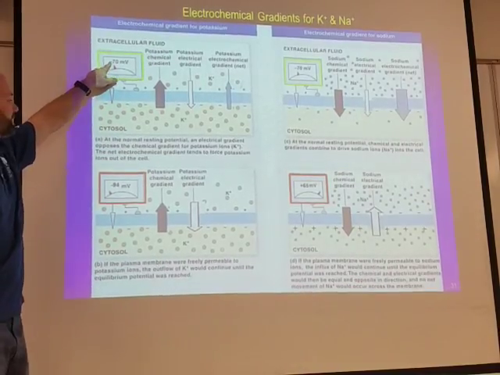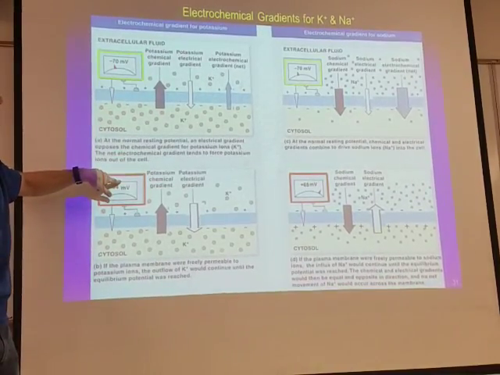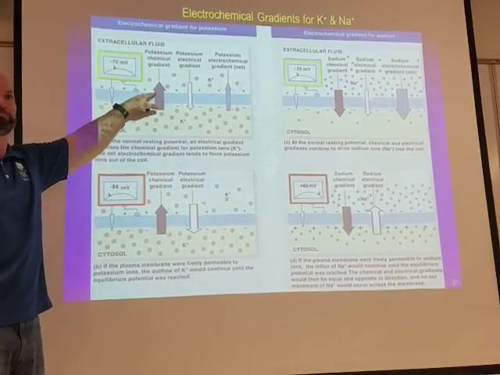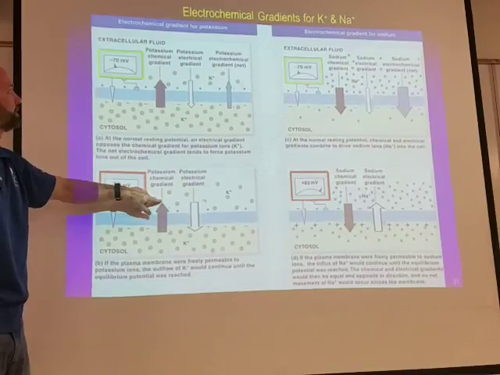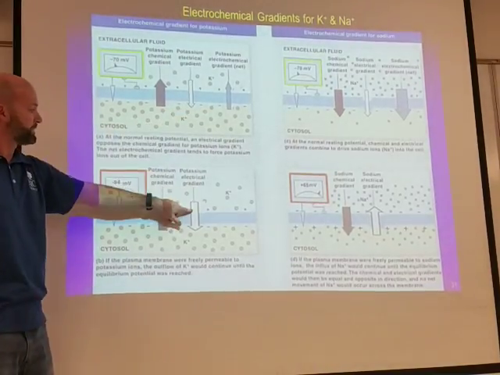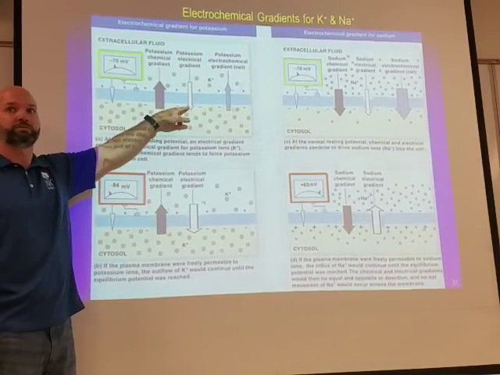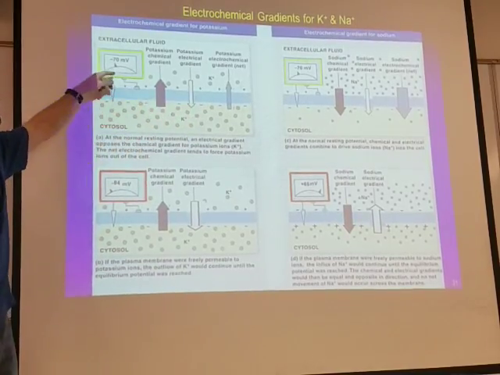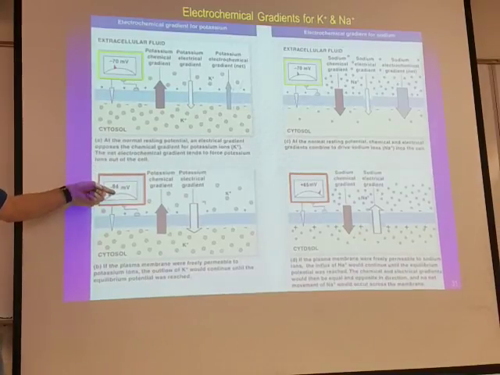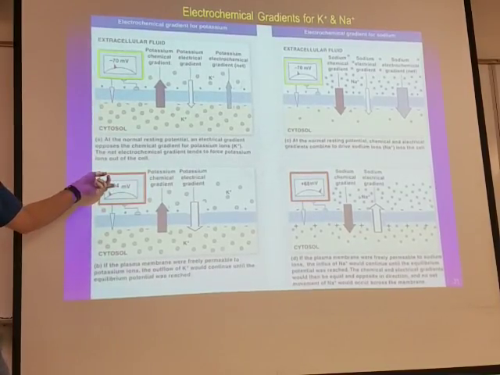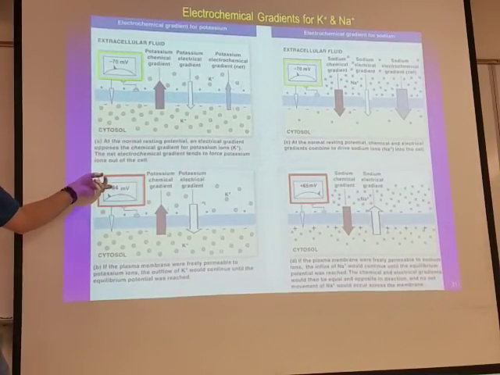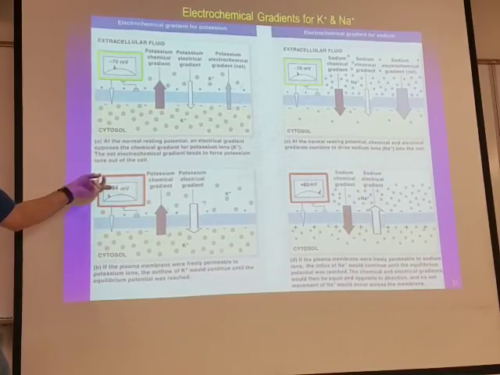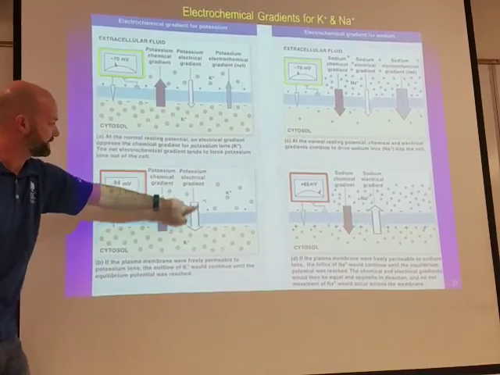But if we change it from minus 70 to minus 94, what's going to change? Does the concentration gradient change? No, it has nothing to do with voltage. So what does change? The electrical gradient. Did it just get stronger or weaker as you made the membrane more negative? You went from minus 70 to minus 94. So there's even a stronger pull on potassium to bring it in, because the inside is that much more negative, indicated by a bigger arrow.